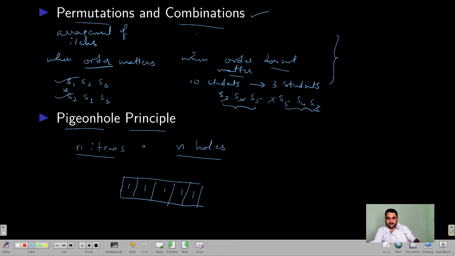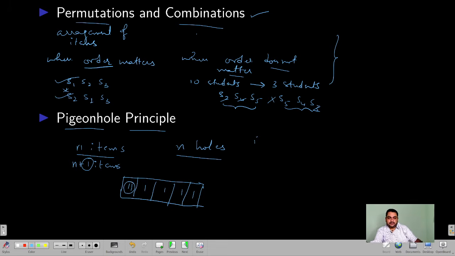Now suppose I give n plus 1 items and the same n holes. What can I do? I'll keep on placing one item in every hole. Now there will be one item left at the end, so I have to place it somewhere with another item in one hole. So one of the holes now contains 2 items. Okay. So this is the concept of the pigeonhole principle.